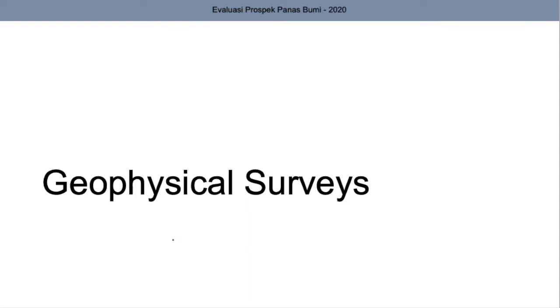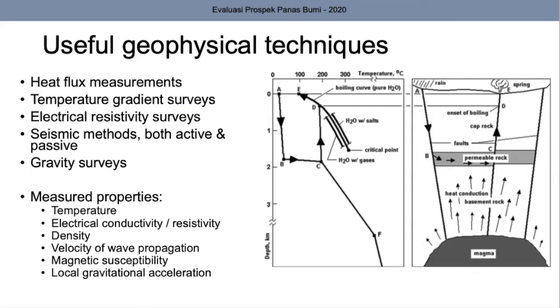And lastly, we have the geophysical surveys and investigations to complete the 3G data. Here, we have some useful geophysical techniques, such as the heat flux measurements, temperature gradient surveys, electrical resistivity surveys, seismic methods, both active and passive, and gravity surveys.